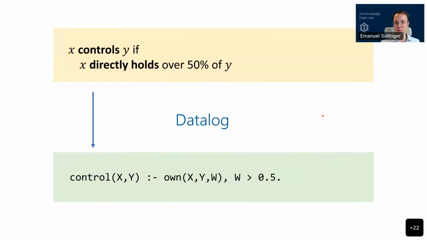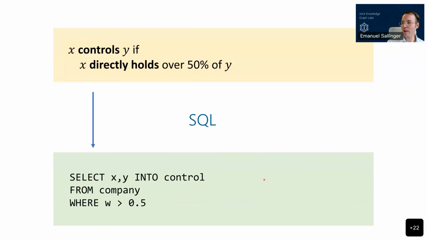Many of you are probably familiar with Vadalog. Vadalog is, on the face of it, and we are going to go into it deeper later, simply another syntax for what we are talking about here, where you basically have the premise on the right-hand side and the conclusion on the left-hand side. So control(X,Y) is defined by ownership being greater than 0.5. Again, I assume many of you are familiar with it. If you're not familiar with it, how do you understand these things? If you're coming from SQL, this simple statement is just select X, Y into control from company where W greater than 0.5.